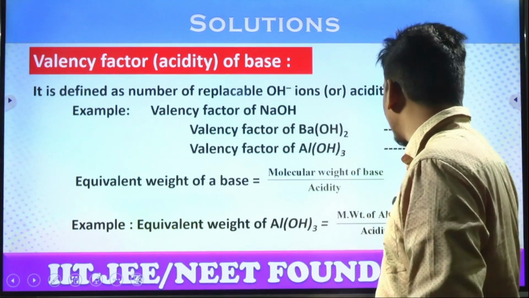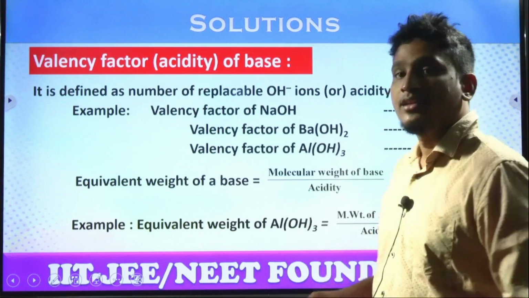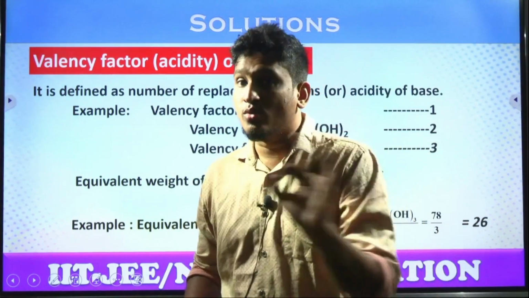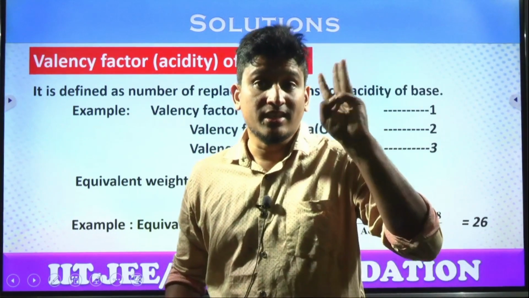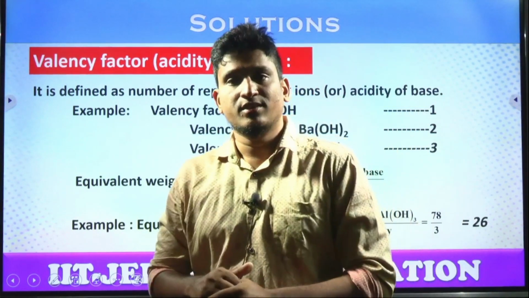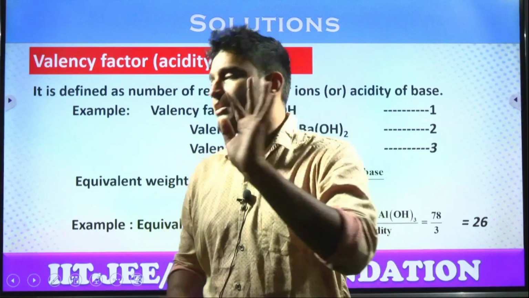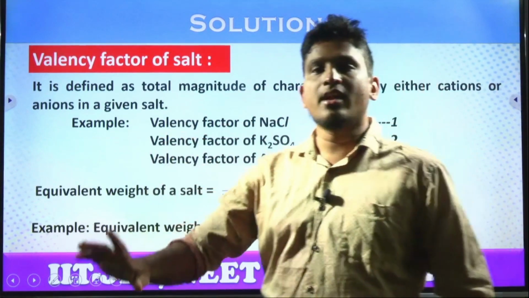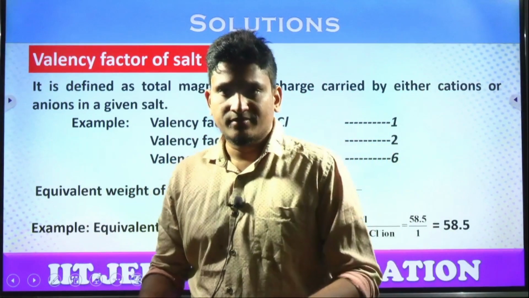And what is the molecular weight of aluminum hydroxide? It is 78. Is its equivalent weight also 78? No. Aluminum hydroxide can release 3 OH minus ions. So 78 by 3, which is 26. 26 is the equivalent weight. 78 is the molecular weight. Got the clarity?